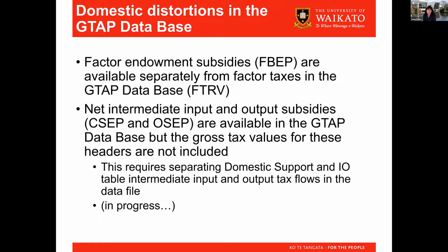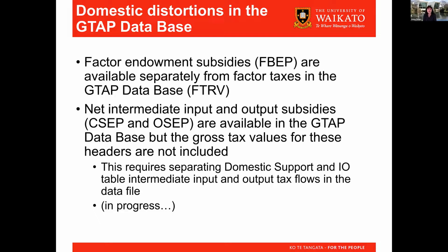If we look at domestic distortions in the GTAP database, factor endowment subsidies, those of you familiar with the notation might be familiar with this FBEP. They are available separately from factor taxes in the GTAP database, which is notated FTRV. So if you've been looking at the GTAP database, you will have seen perhaps these two components. And also in the GTAP database, we have got net intermediate inputs and output subsidies, but the gross tax values for those headers aren't included.